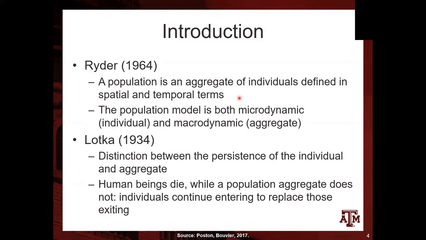Lotka makes the distinction between persistence of the individual and of the aggregate. Human beings die, while the population aggregate does not. Individuals will continue to enter the population to replace those that are dying. So we as individuals are part of this population for a specific time. As we get older and then die, the population will continue to exist, or at least the world population will continue to exist.